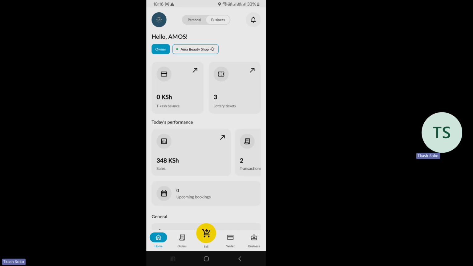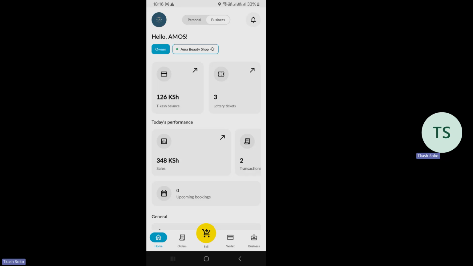You can see the app is telling me, hello Amos, you're the owner of Aura Beauty Shop. And of course, you can see that my Tcash balance is zero. So I try to refresh that. I need that balance to change because I know I have some money. Yeah, I have some money. I have 126 shillings and I have three Rotary tickets, which is a good thing. This means I might be one of the winners of this month's Rotary. I hope I will be.